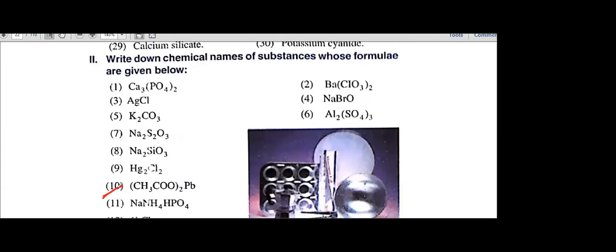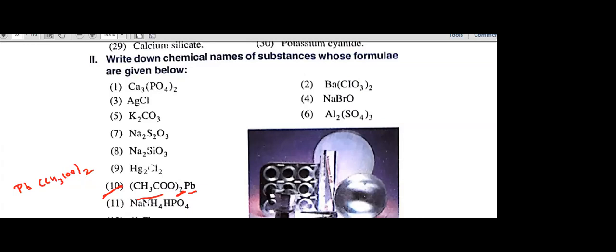What's the name of this? Sir, shall I tell, sir? Yes, tell me. Aditya, tell me. Sir, lead acetate. Acetate, right? So is this the correct way to write? Because here the anion is written first, then the cation. Sir, no sir, cation should be first. So it should be written like this: Pb(CH3COO)2.